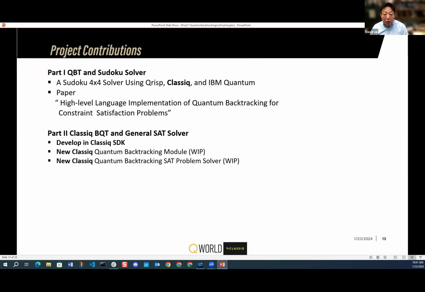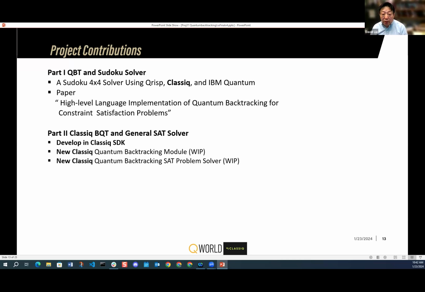We had a difficult time trying to implement this in Classiq the first time. We had a really ambitious plan to solve Sudoku, which is really hard because the search space is so large, so we try a 4x4 Sudoku. For now I use Qiskit to solve the problem, and later on we're going to create a Classiq backtracking tree module and try to solve the general SAT problem.